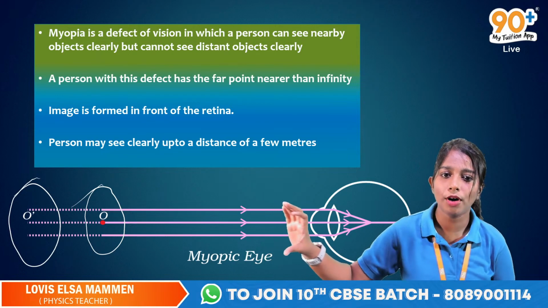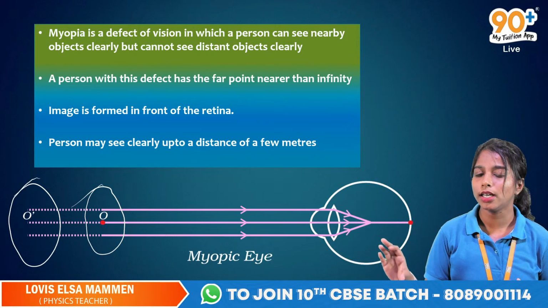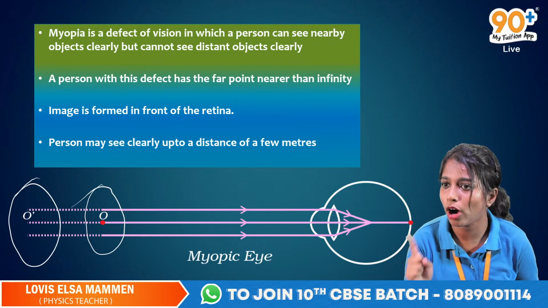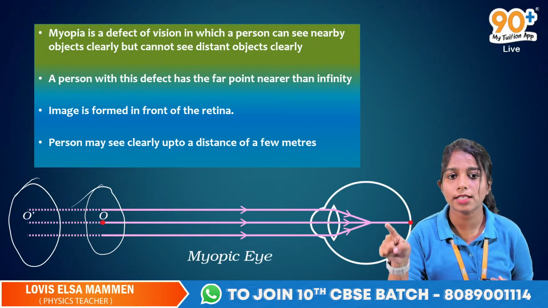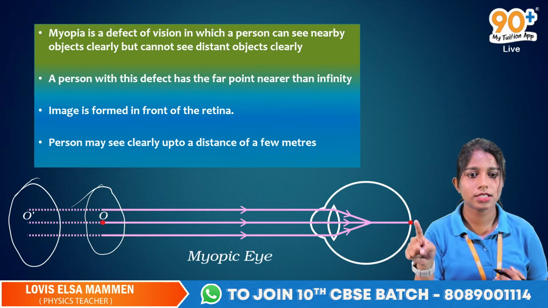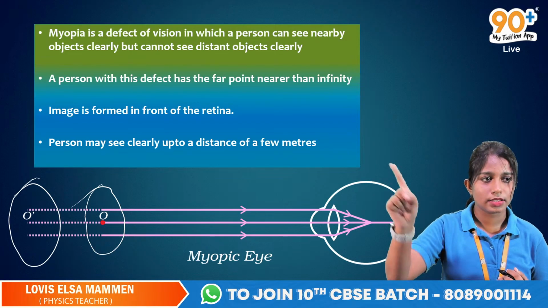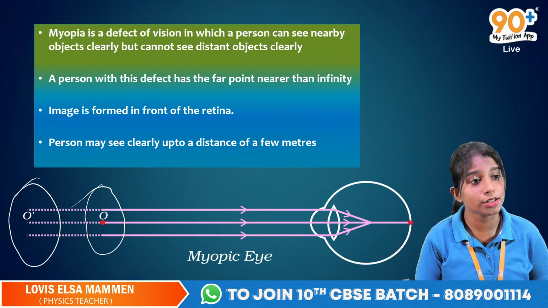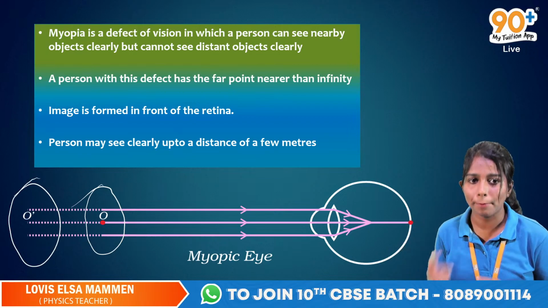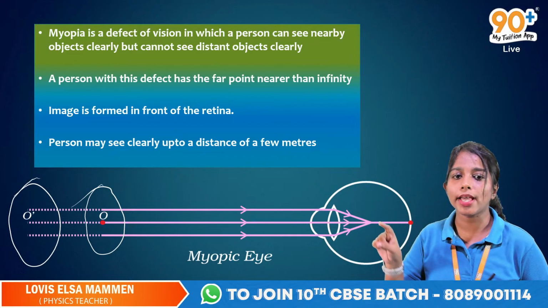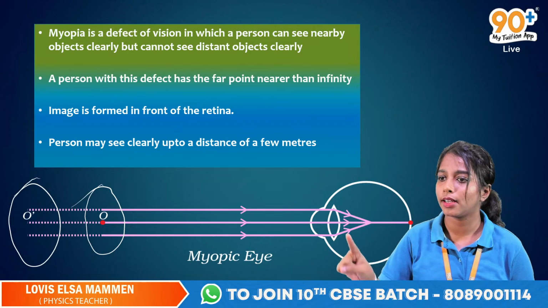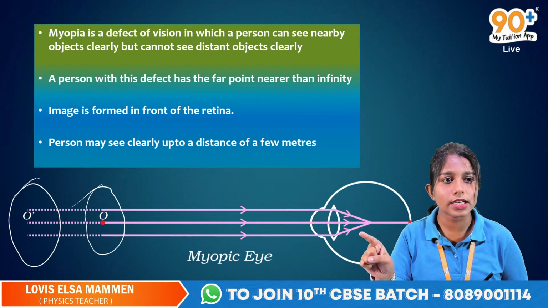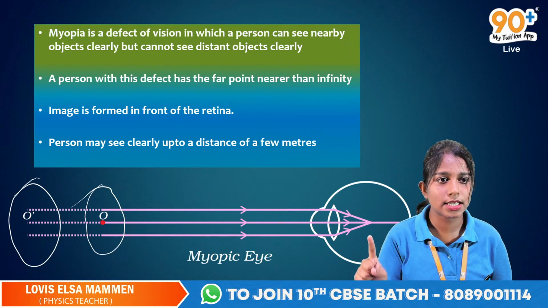So when that happens, the light converges and the image is not formed on the retina. Where is the image formed? In front of the retina. This is the retina, and the image is supposed to be formed on the retina for the normal eye. But in the case of a myopic eye, the light comes and meets at a point, and the image is formed in front of the retina. Got it? So this is the condition of myopia.